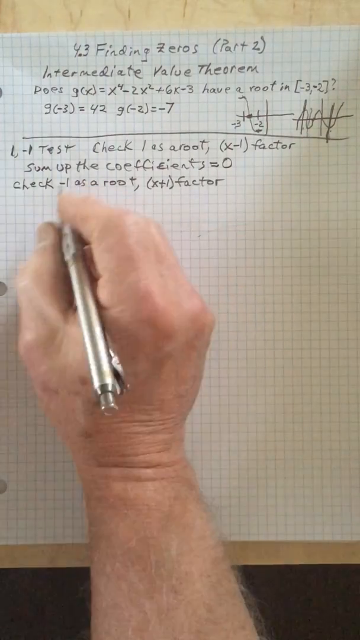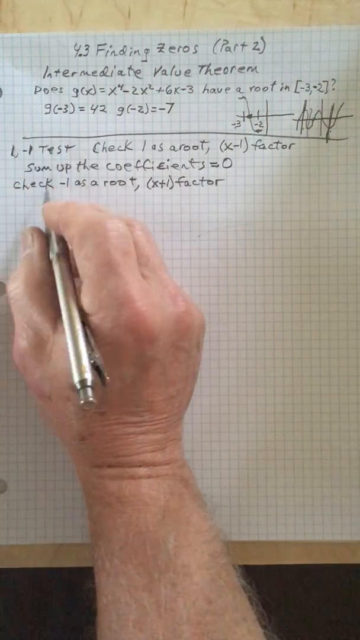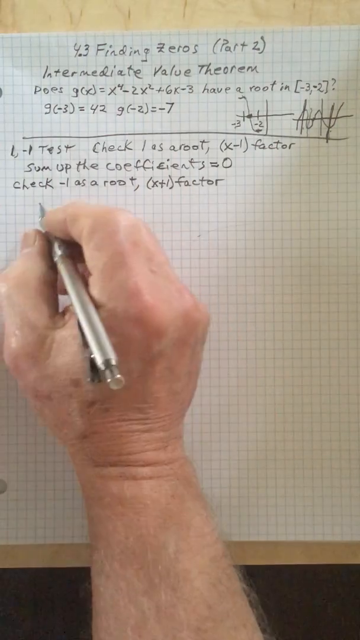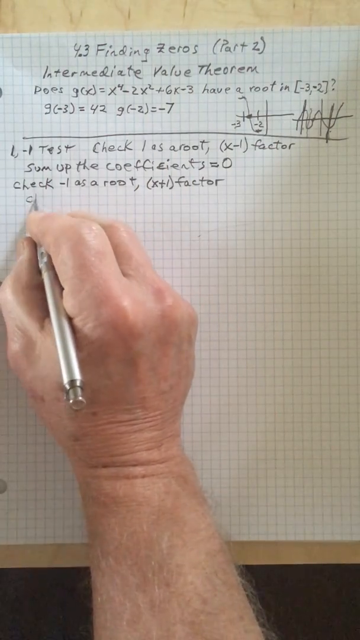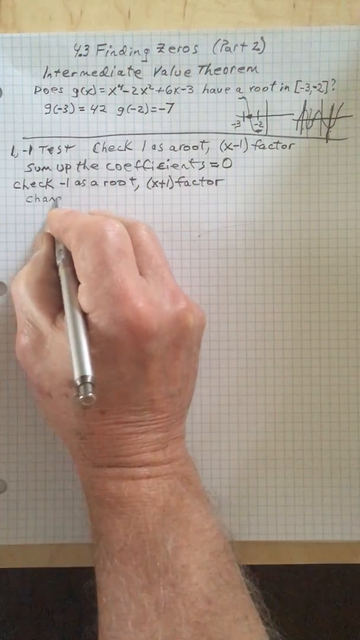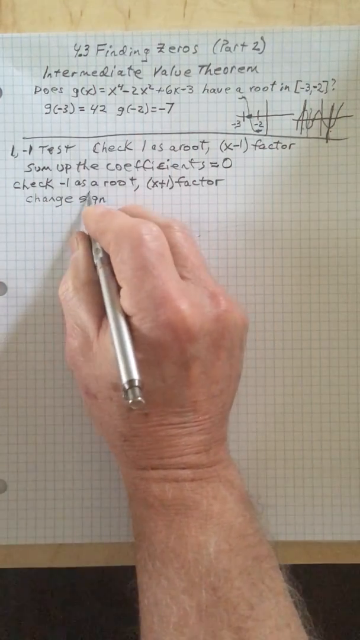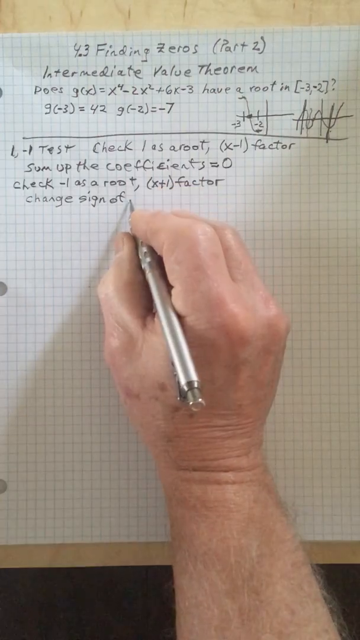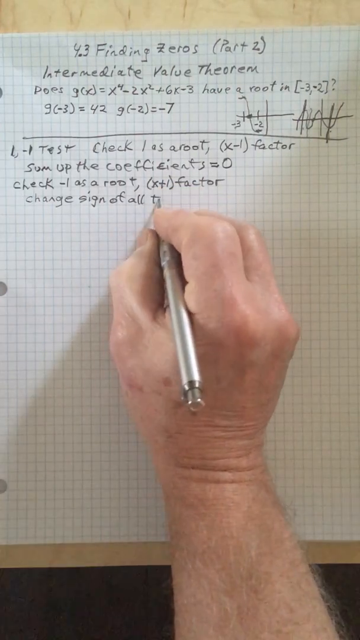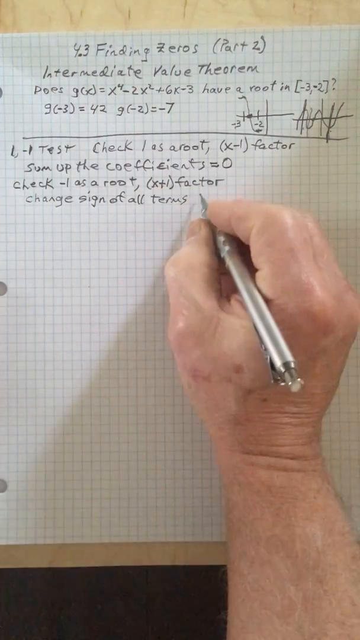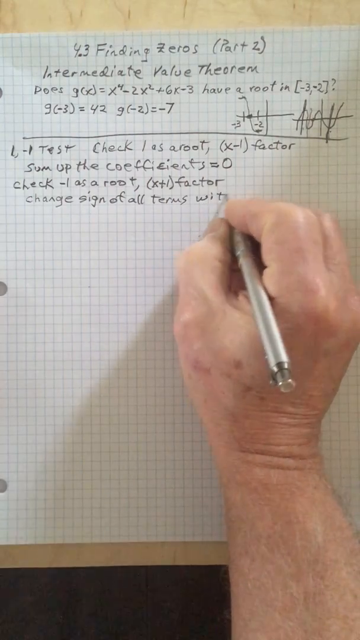Okay, so for this one, it's basically the same idea, but you have to do something first. You want to change the sign of all terms with odd degrees.